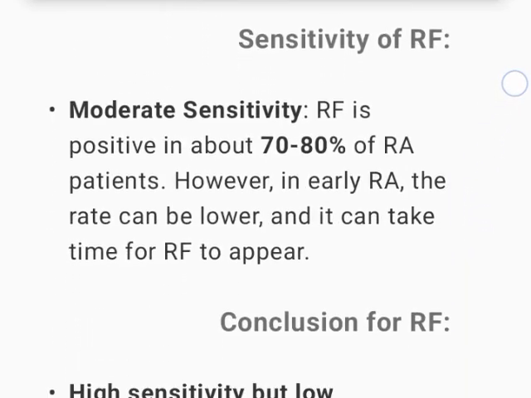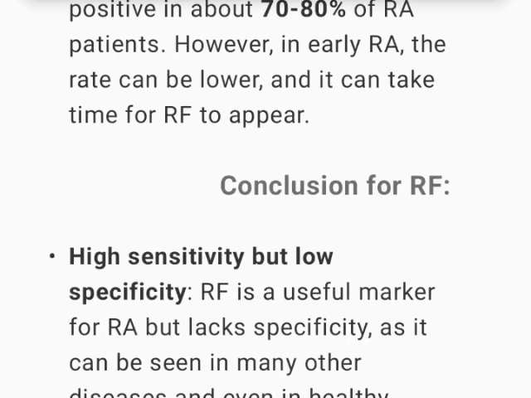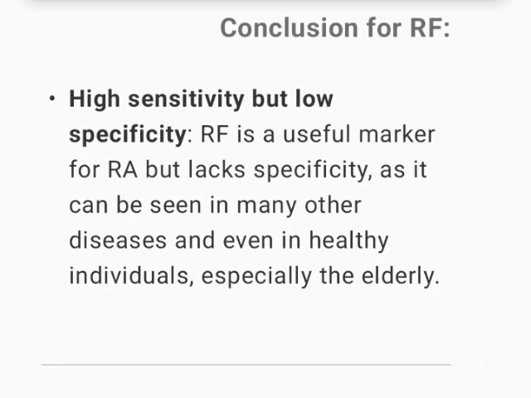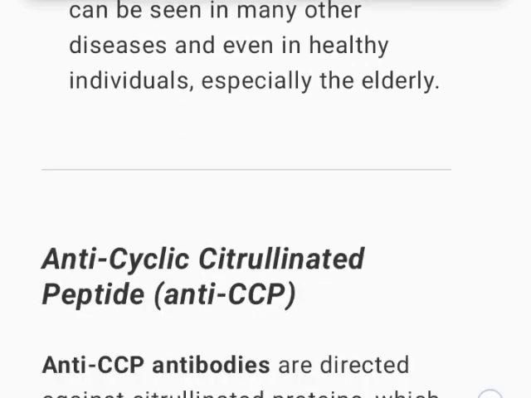Sensitivity of RF, moderate sensitivity. RF is positive in about 70 to 80% of RA patients. However, in early RA, the rate can be lower, and it can take time for RF to appear. Conclusion for RF. High sensitivity but low specificity. RF is a useful marker for RA but lacks specificity, as it can be seen in many other diseases and even in healthy individuals, especially the elderly.